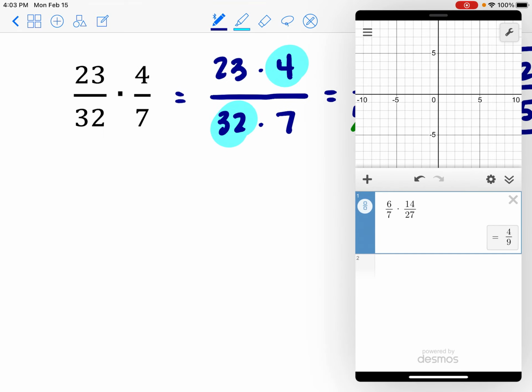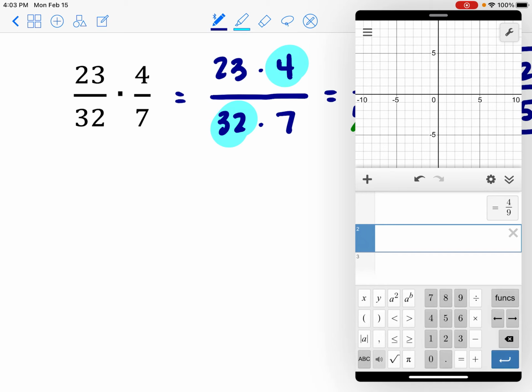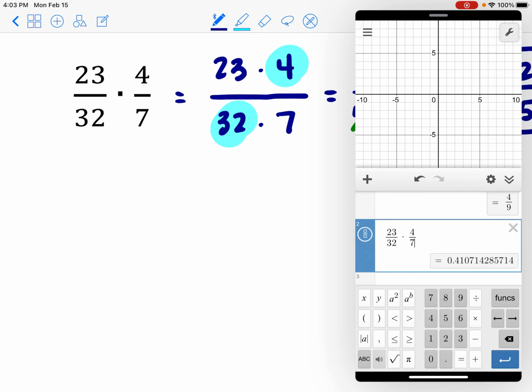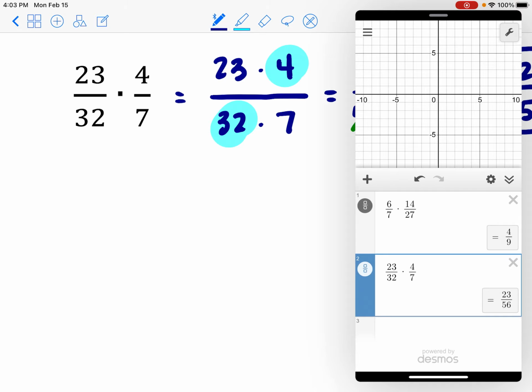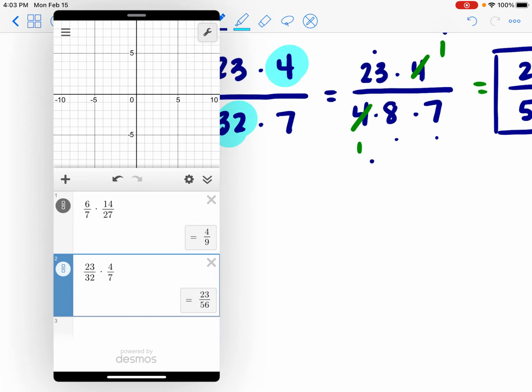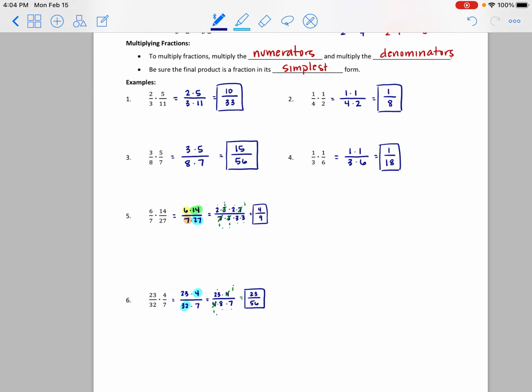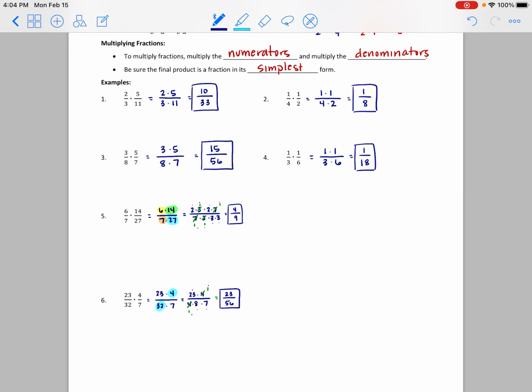And again, we can use our technology to verify. So 23 over 32 multiplied by 4 over 7 ends up reducing to 23 over 56, and that is what we had, so we're in good shape. Okay, so far, hopefully so good.